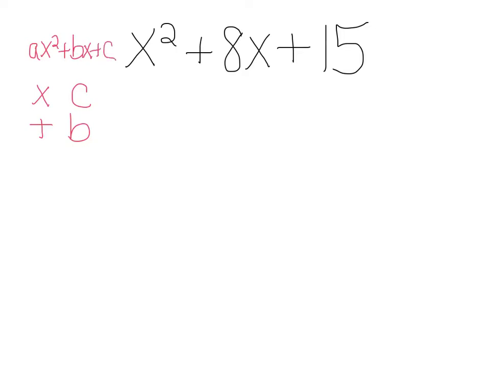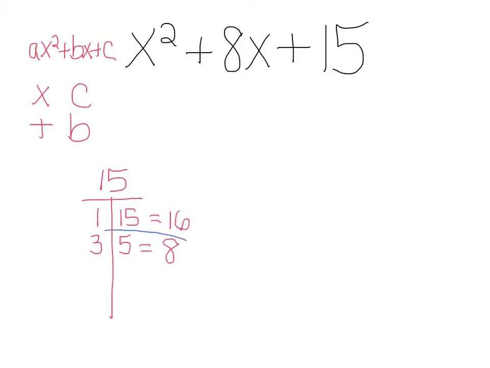So if I look at the factors of 15, we've got 1 times 15 is 15. 2 doesn't go into 15, but 3 does. 3 times 5 is 15. 4 doesn't go in, but 5 does. It goes in 3 times, which we already have, so we know we've looked at all of the factors already. Now what I'm looking for is which one of these adds to b. Well, 1 plus 15 is 16. 3 plus 5 is 8. That means we want 3 and 5.